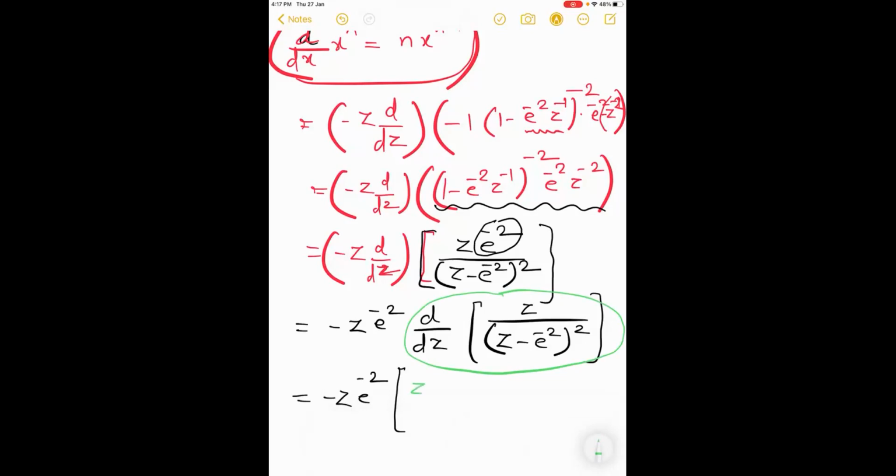That means (z minus e raised to minus 2) squared into the differentiation of the numerator. The numerator is z, whose differentiation is 1 with respect to z, minus z as it is times the differentiation of the denominator. So that is 2 times (z minus e raised to minus 2) into the differentiation of this z, multiplied by the differentiation of z, which is 1. So everything is divided by (z minus e raised to minus 2) raised to 4, the denominator squared.